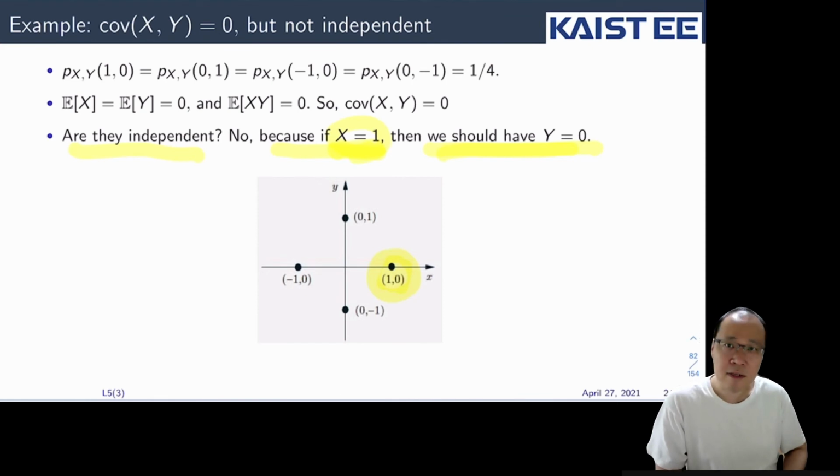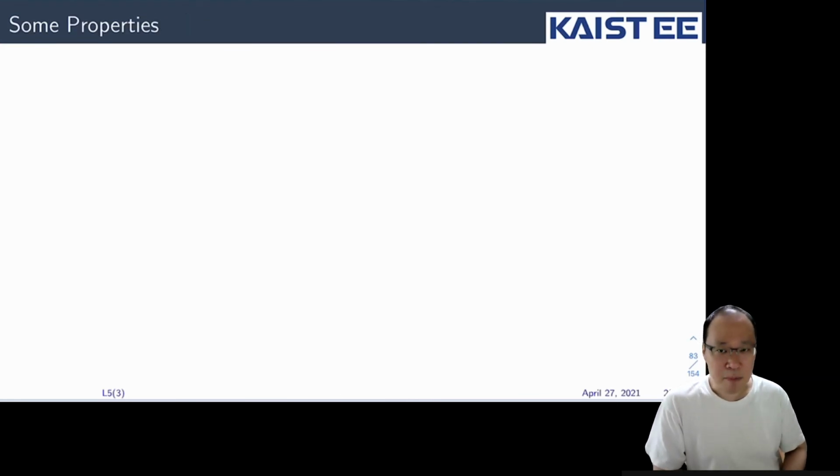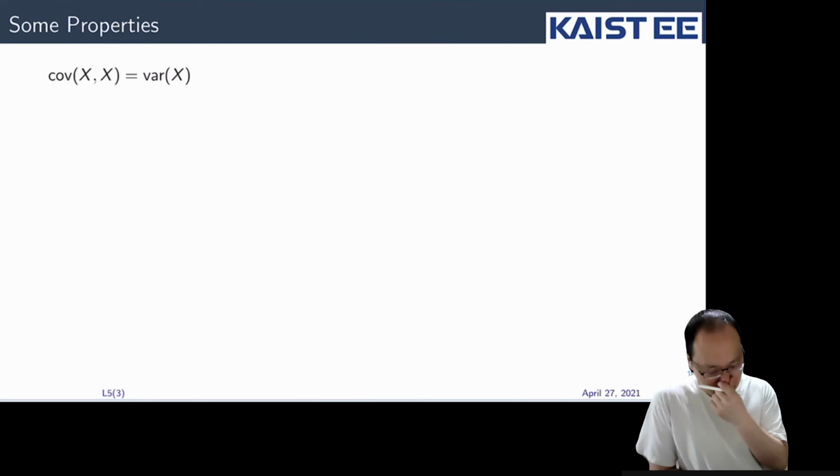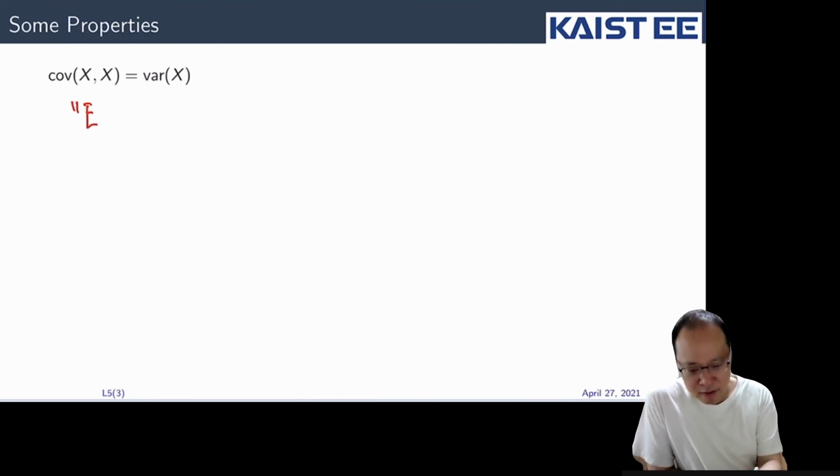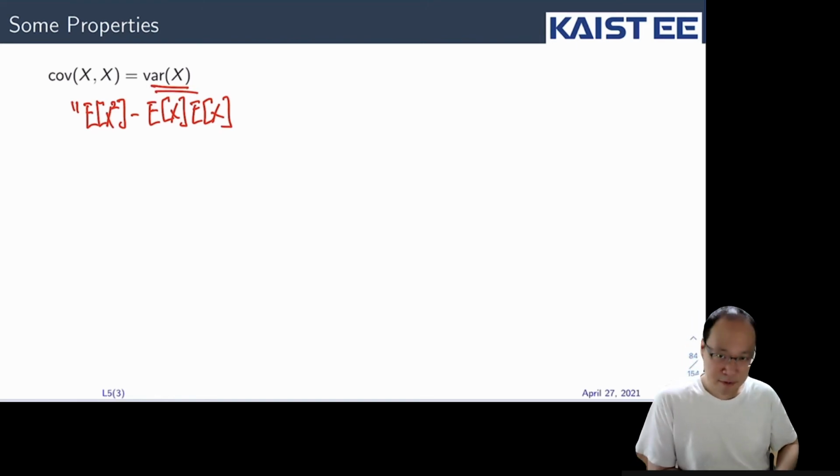Okay. There are some properties that we need to check. First, what happens to the covariance of x, x? That is equal to this thing, right? And that is equal to the variance of x.